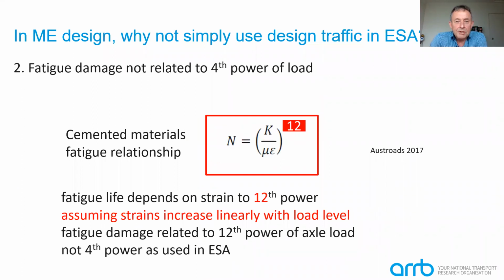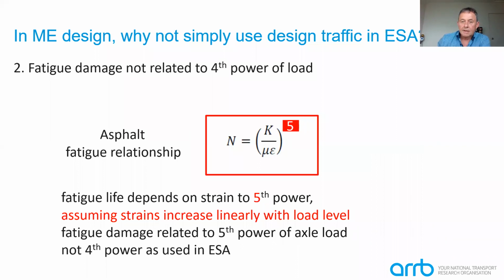And the other reason why we don't use it is that, as we've talked about earlier, the ESA is based on the fact that the damage is related to the fourth power of load. Now, in terms of cement materials, for example, we talked previously, last week it was, about the fact that the fatigue damage is related to the 12th power of strain, which, assuming strains are linearly related to load, means that fatigue damage is related to the 12th power of axle group load, not the fourth power as assumed in the ESA calculation. And similarly for asphalt, the damage is related to the fifth power of strain and not the fourth power as we use in the ESA calculation.